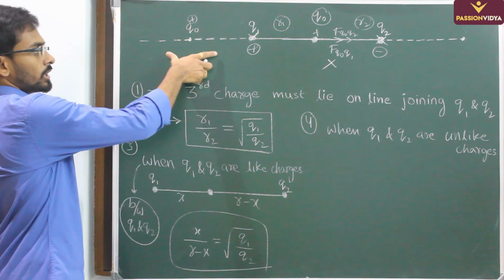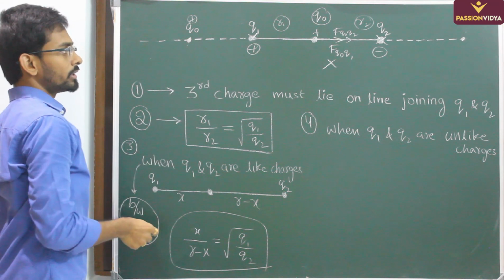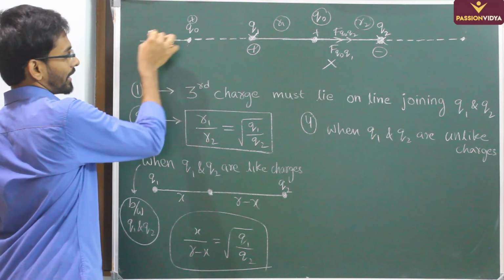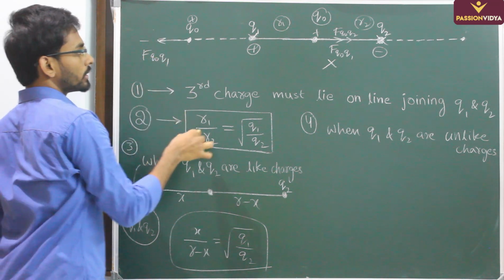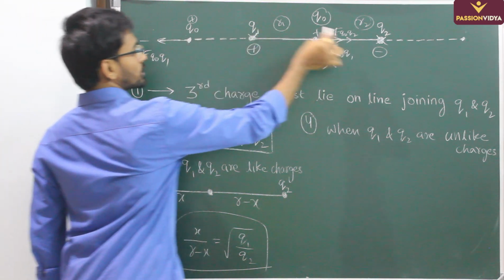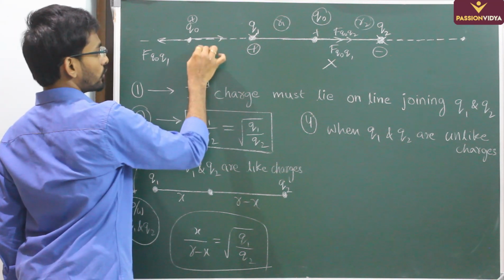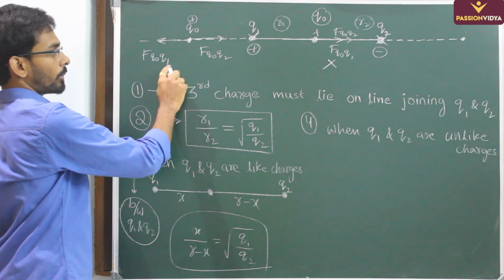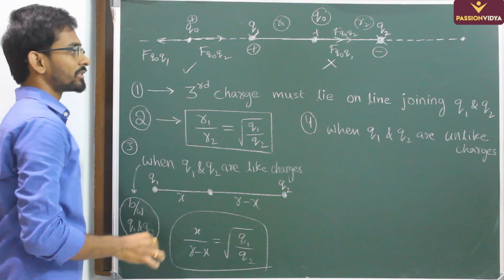Now let us check whether it is possible towards left or not. So now if we take q0 here, these two are like charges, so force on q0 will be towards right. So force on q0 due to q1 is towards left, sorry. Next, if you consider these two, they are unlike charges, so there will be attractive force. So force on q0 due to q2 will be towards right. So these two are in opposite directions, so they may cancel. So there is a possibility of equilibrium towards left.